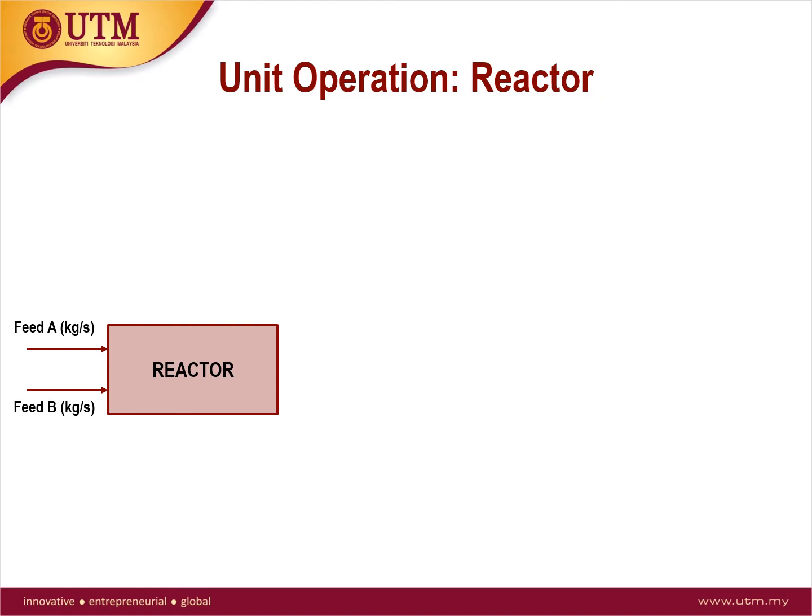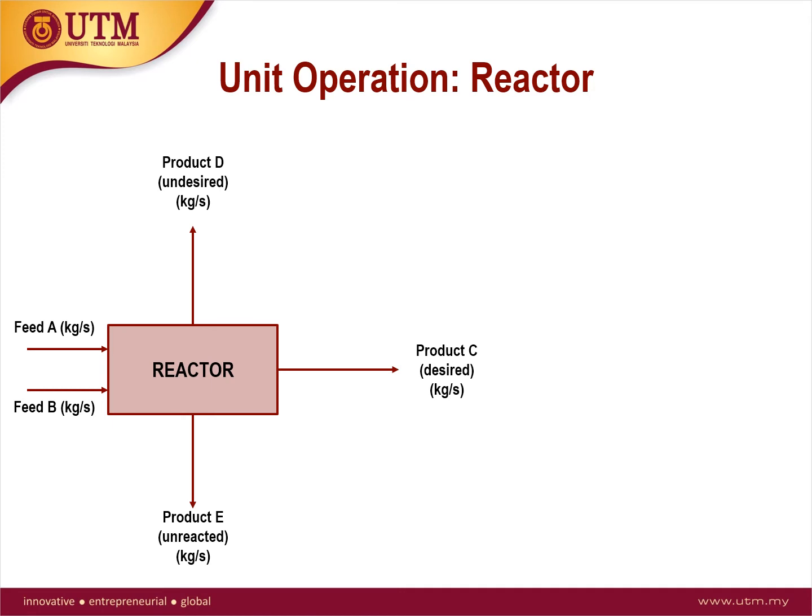And component A and component B will chemically react in order to form three types of product. The first product is called product C, which is the desired product. Product D is called the undesired product. Both the desired product and undesired product are components newly formed from the reaction between A and B. However, there is a product E called the unreacted product, which is the reactant that has not successfully reacted throughout the process.